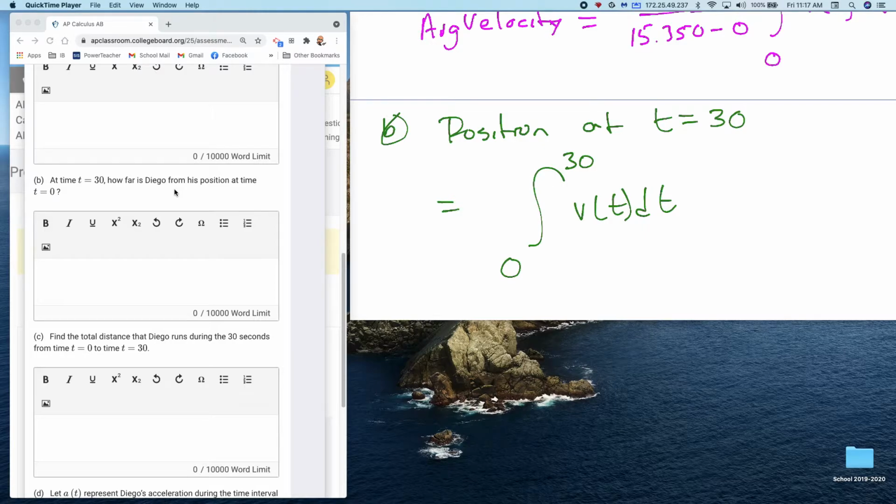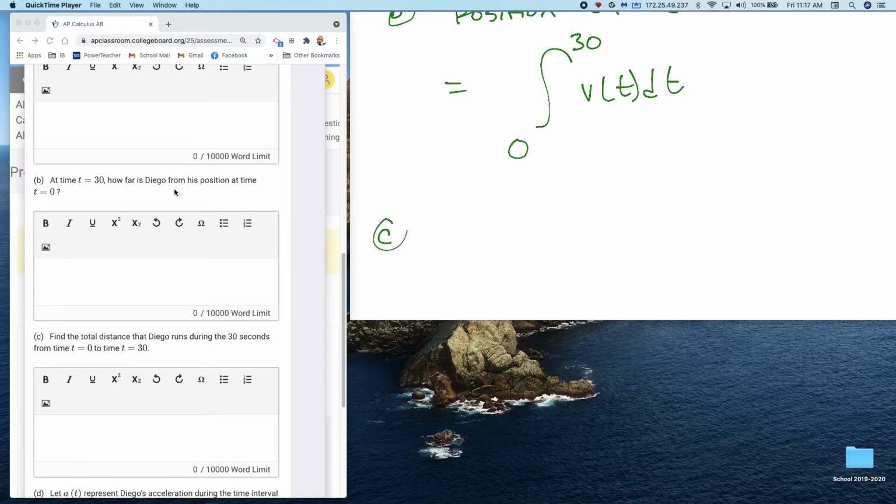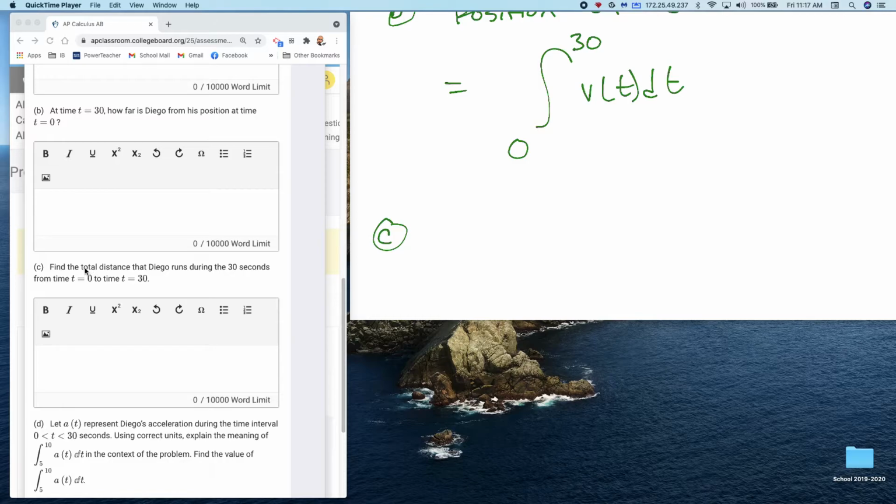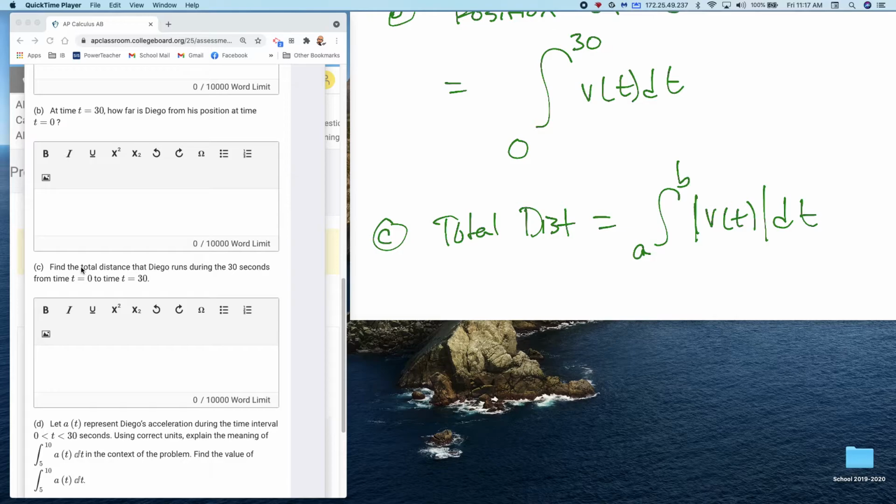Part C is a little different because part C says, let's not do position, let's do total distance. Total distance is equal to the integral from a to b of the absolute value of velocity. The reason you use the absolute value is that it doesn't matter whether you were running to the left or running to the right. It only matters, did you go somewhere? And we need it all to be positive because distance is always positive.